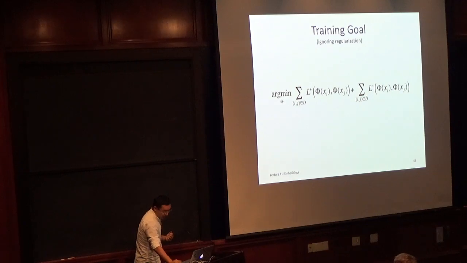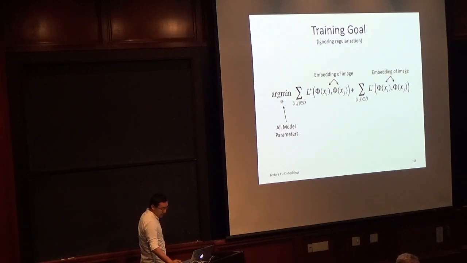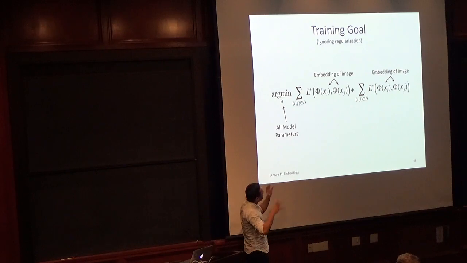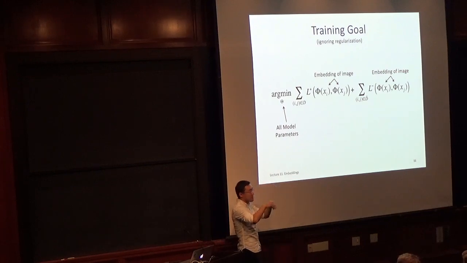So here's the training goal. Theta are the model parameters. Phi is a neural net that maps images to some embedding space. It maps the raw pixels through some sequence of nonlinear transformations to a k-dimensional space. So the output of this neural net is k-dimensional.